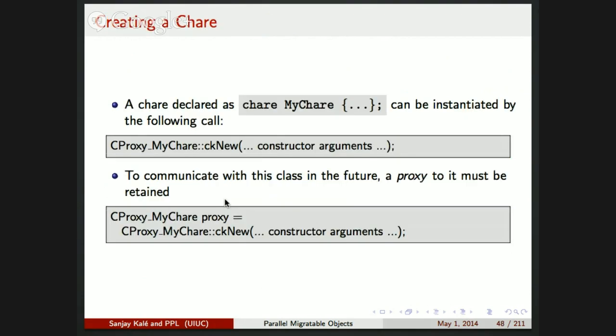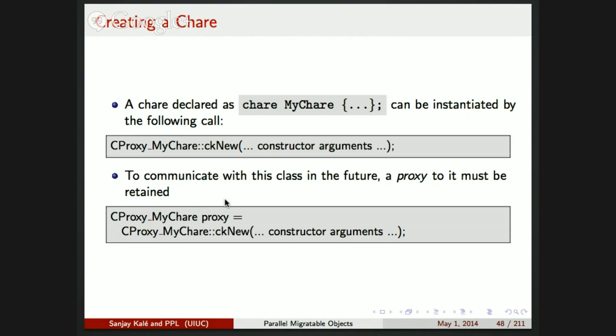So for actually creating a chare, if we have this in our CI file, to instantiate it, we call the CkNew method, the static method on the proxy. So we have a proxy for the chare we're trying to create. This is the generated class as well. And then we call CkNew and we pass it the constructor arguments.